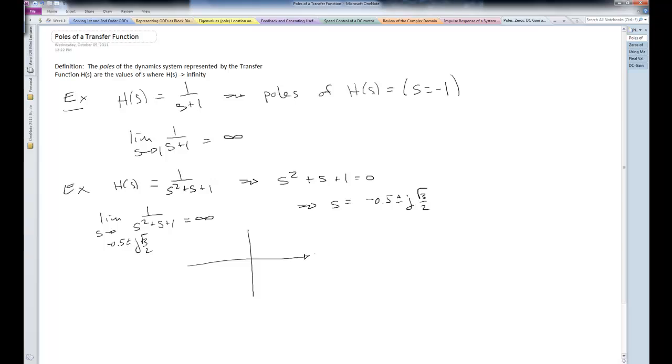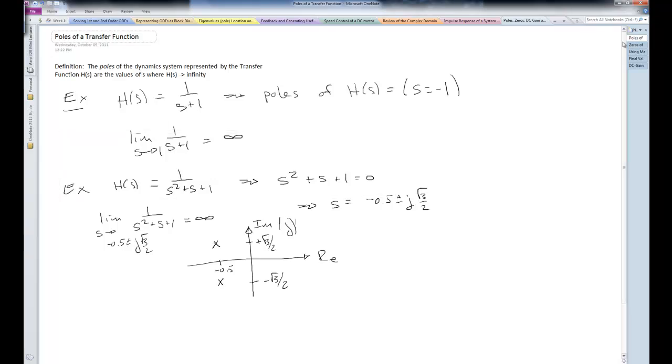And we can plot the poles on the s domain, real and imaginary, and we use x's. We use a little x there and an x there. That's at minus 0.5, a plus root 3 over 2, and then minus root 3 over 2, and this is the j-axis. Notice that the poles of the transfer function h are also the roots of the characteristic equation, and that's always going to be true. And that is just the denominator of the transfer function.